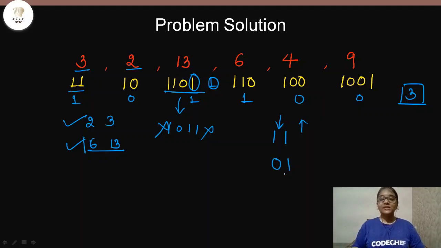So we have to look at the property of the binary equivalence of integers. The finest property that we can use here is that for every even number, the last bit is 0. As you can see, for 2 the last bit is 0, for 6 the last bit is 0, for 4 the last bit is 0, and for every odd number the last bit is 1. You can see for 3 the last bit is 1, for 13 again the last bit is 1.